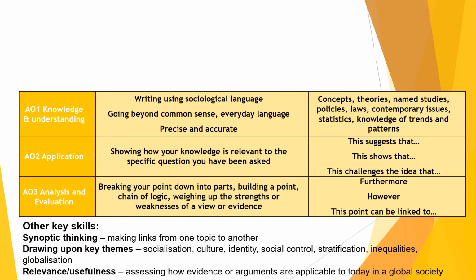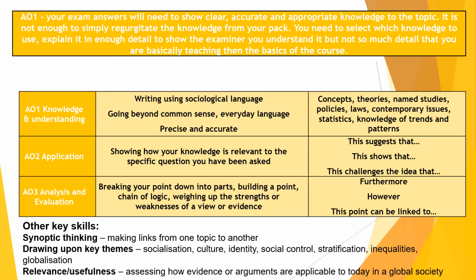Now, we mentioned AO1, AO2 and AO3, and if you've seen my how to write 20 markers video, you'll be familiar with this table. So I just want to flag up what these key skills are in case you're unfamiliar with them. So the AO1 is your knowledge and understanding. That's using your sociology language and information from lessons.